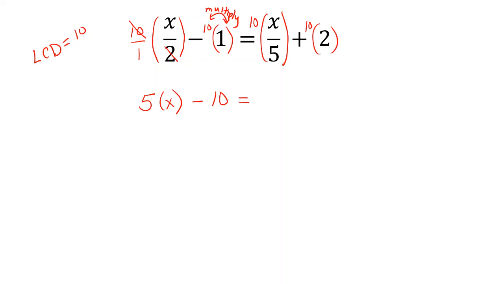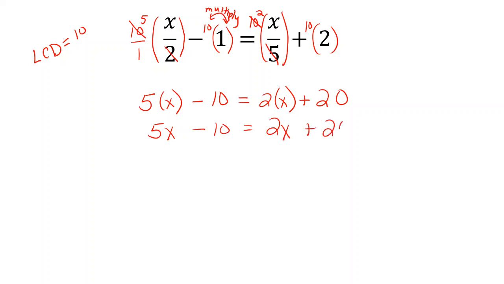Then we will cross cancel and divide. 10 divided by 5 is now 2. And 2 is left times x. And last but not least, 10 times 2 is 20. So we have 5x minus 10 equals 2x plus 20.